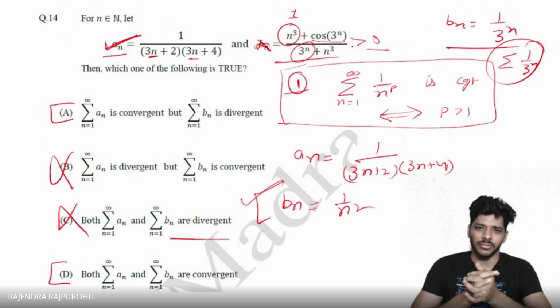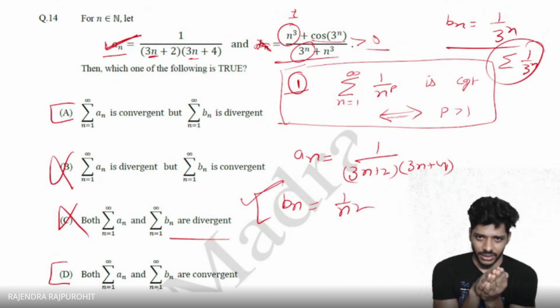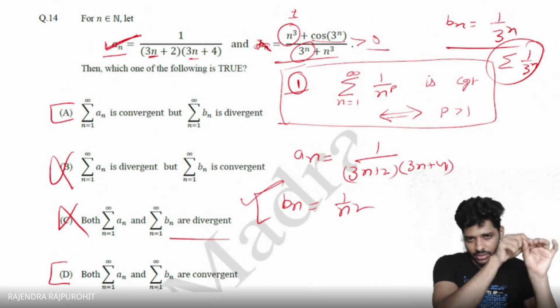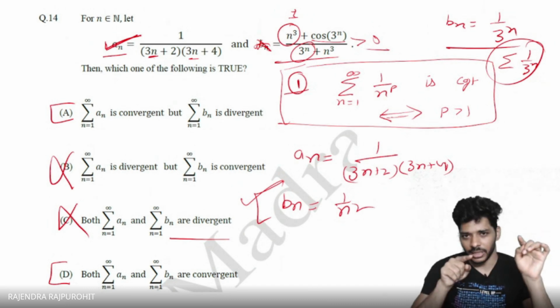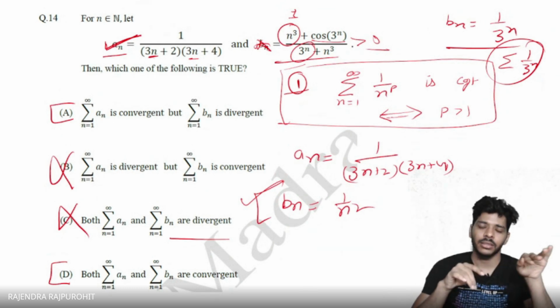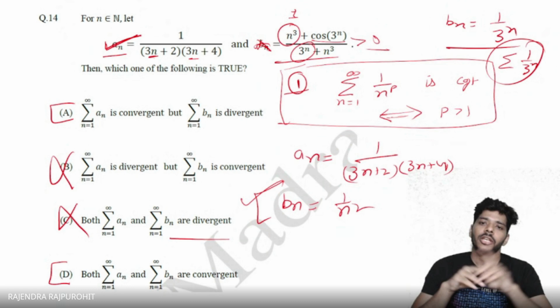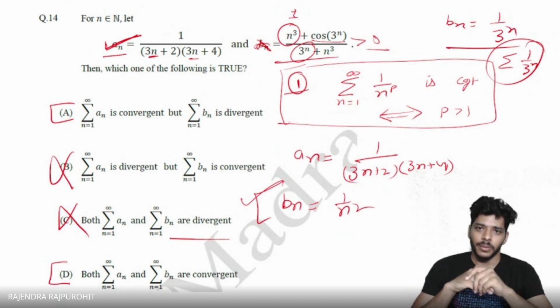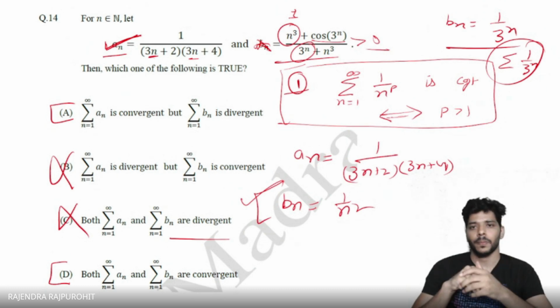I don't think it will give a limit. If I take an upon bn, I will get 3 to the power n in the numerator, and I'll be able to cancel out 3 to the power n with 3 to the power n. I'll get n cube plus cos 3 to the power n, whole upon 0. It's not working. It is not working. Should I take something else? Like, can I take, in that case I get 0, right?